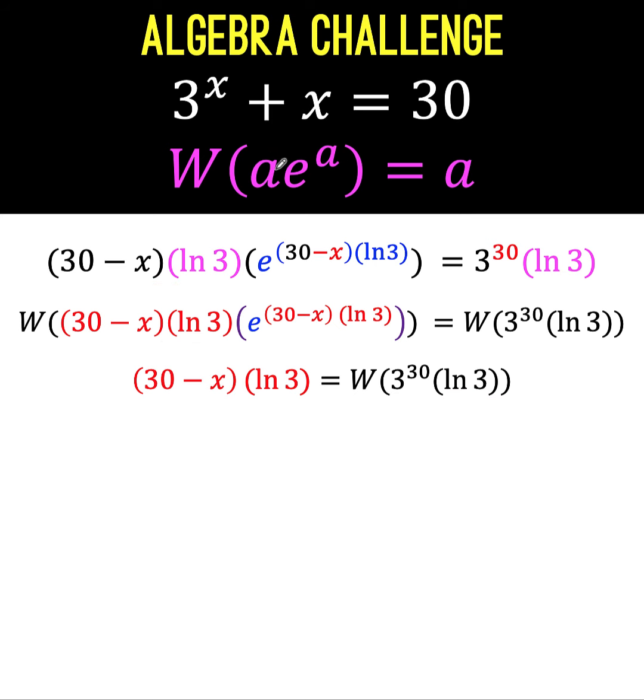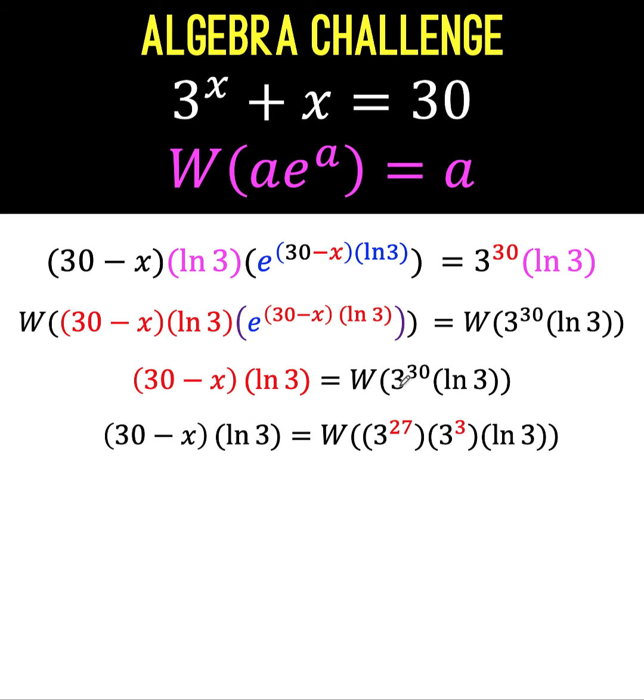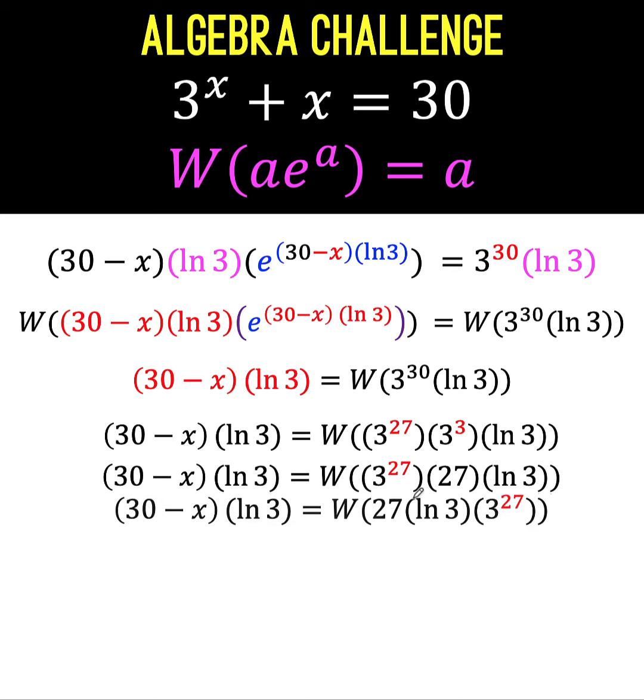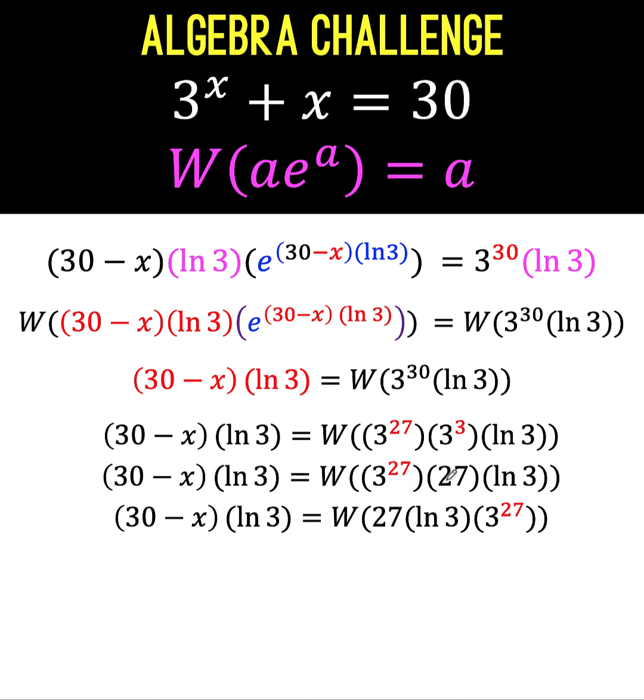So that we can have a form a times e raised to a also here, we can split this 30 raised to 30 as 3 raised to 27 times 3 to the third, because this 3 to the third is 27. And if we rearrange the order of the factors at the right side, we can write this as 27 times ln 3 times 3 raised to 27. So our goal is to arrive also at this form.